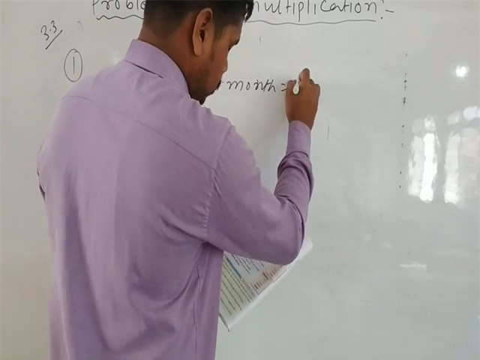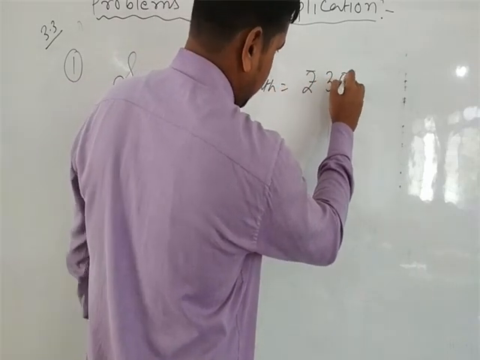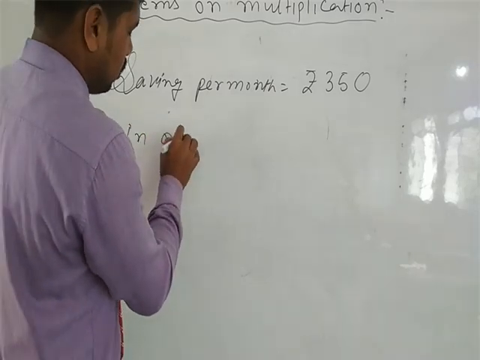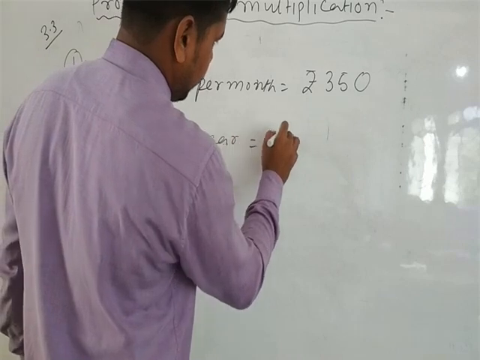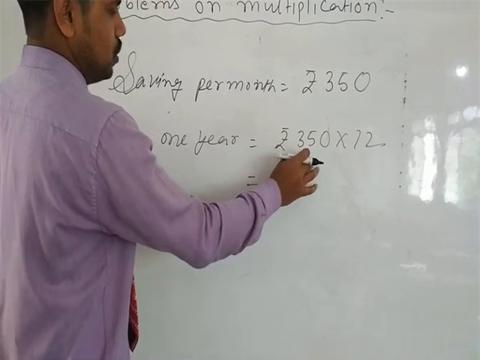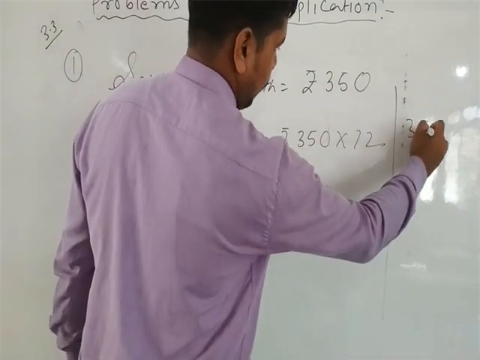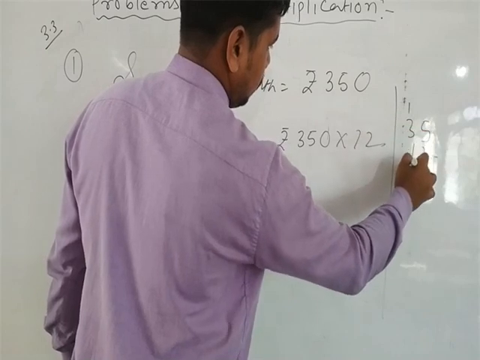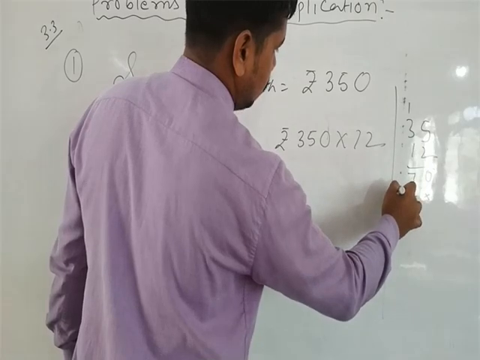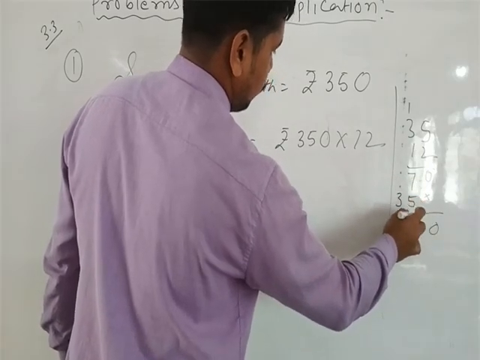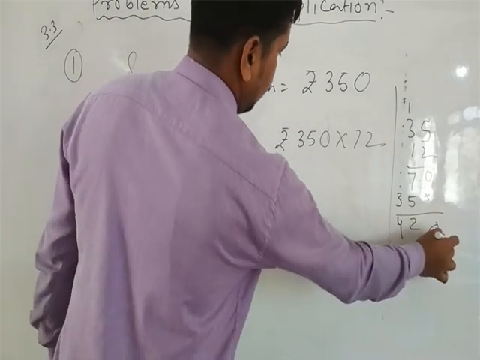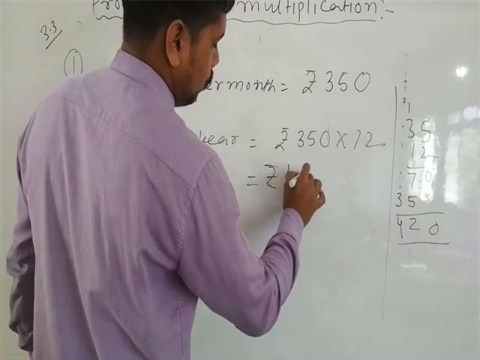Saving per month is equal to rupees 350. So therefore in 1 year it will be rupees 350 multiply 12. So 35 and 12, let's multiply. 420 rupees in 1 year.